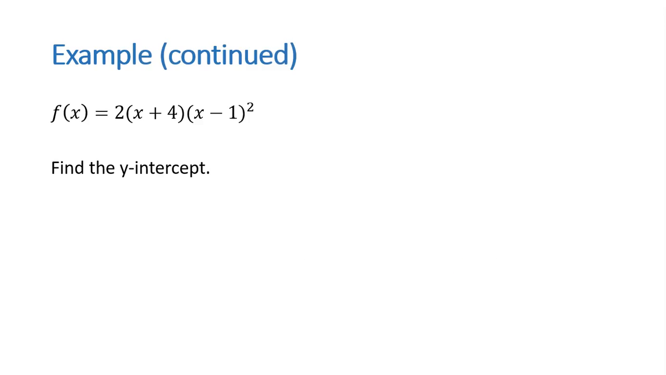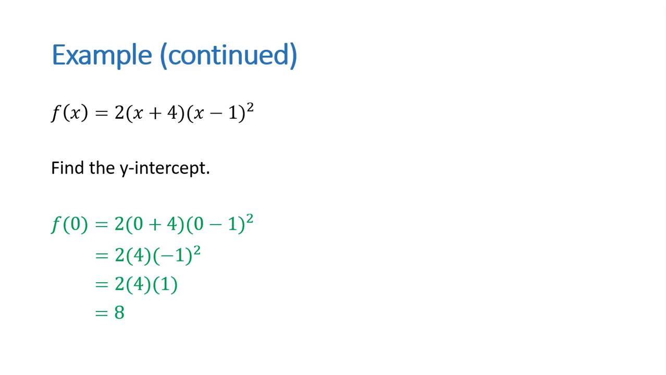The last thing we want to find is our y-intercept. So that's f of 0. If we let x be 0, we want to determine the output corresponding to an input of 0. So we plug in 0 in place of x and simplify using order of operations. This ends up being a y-intercept of 8 once we simplify down using our order of operations.